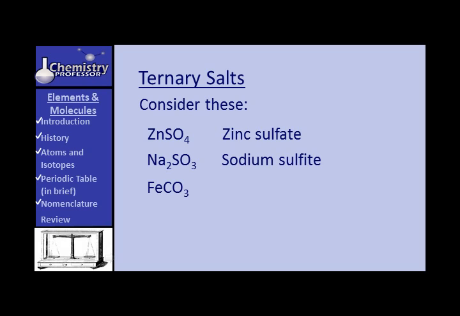And what about this? Well, the radical or polyatomic ion is carbonate, and the carbonate is what kind of a charge? That's right, it's a -2. So the iron must be a +2. Therefore, the name of the compound is ferrous carbonate or iron 2 carbonate.